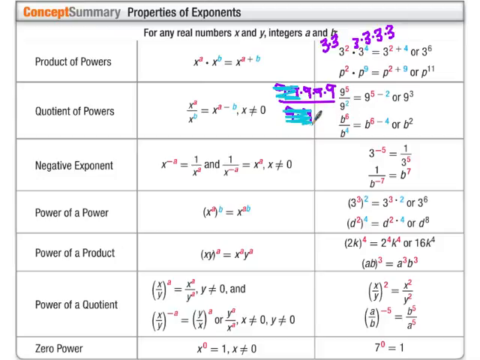A negative exponent, basically what that means is that it's going to go in the opposite location. So if it's negative in the numerator, you put it in the denominator. If it's in the denominator, you put it in the numerator.